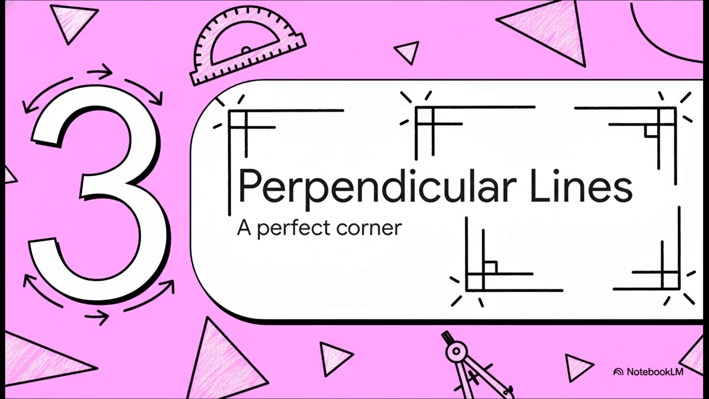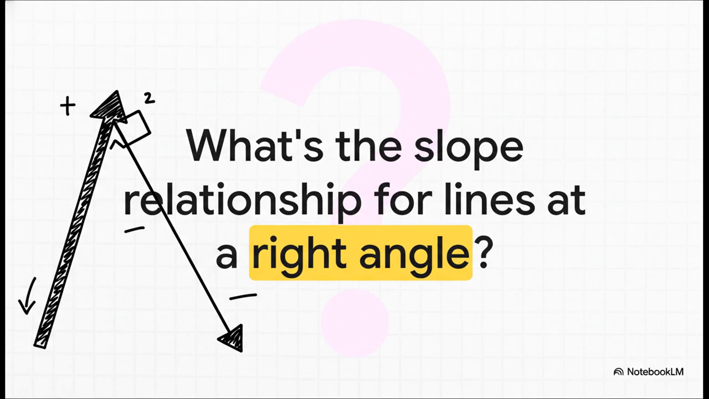All right, now let's switch gears to perpendicular lines. This is where things get really interesting. See, unlike parallel lines, these guys do intersect, but they don't just cross randomly. They meet at a perfect corner. So what's the deal with their slopes? Take a look at these lines meeting at that perfect right angle.